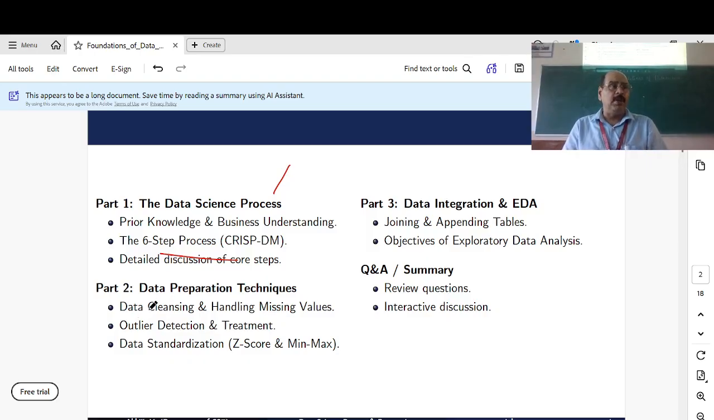Data cleaning: what is meant by data cleaning? Of course, yesterday we gave an introduction to handling missing values. Today we'll see slightly different, more techniques.